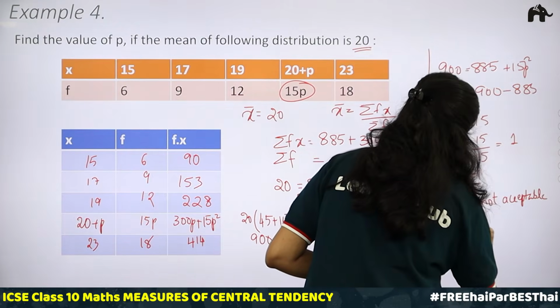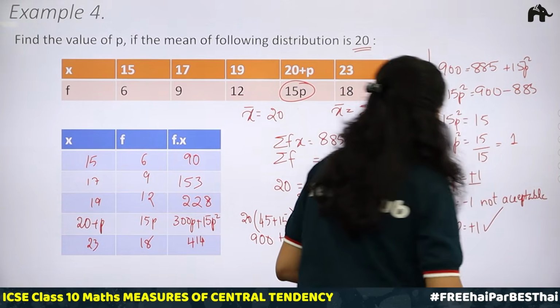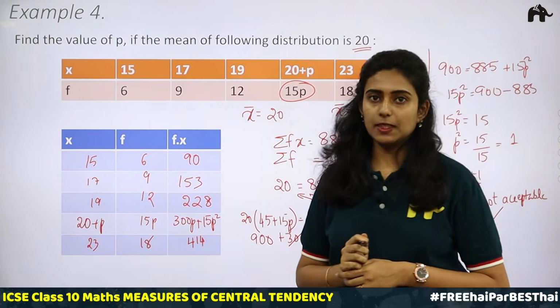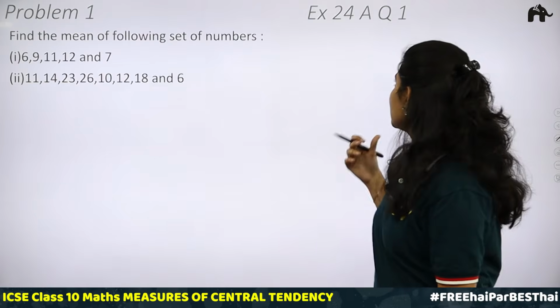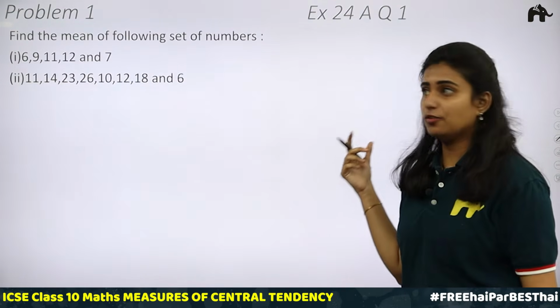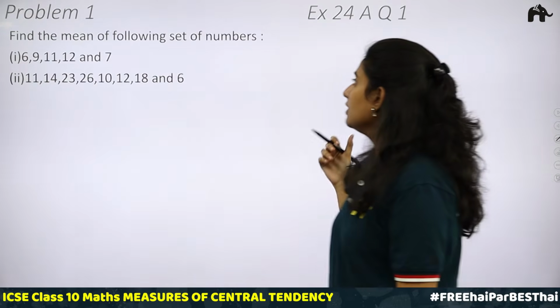Okay, therefore, p is equal to plus 1 is the possible value of p. Clear? Now, let us solve problems from exercise 24A. Here we have the first problem, question 1 of exercise 24A. Find the mean of the following set of numbers.